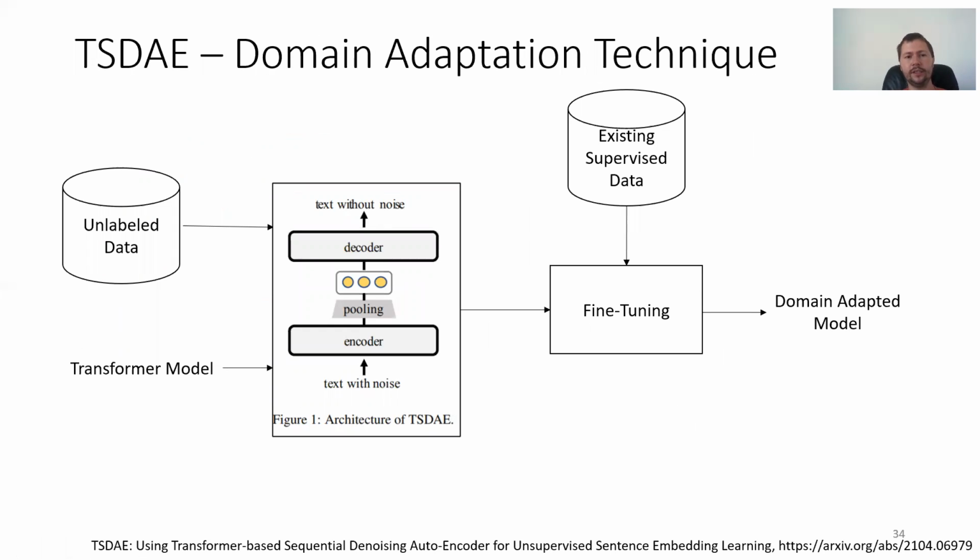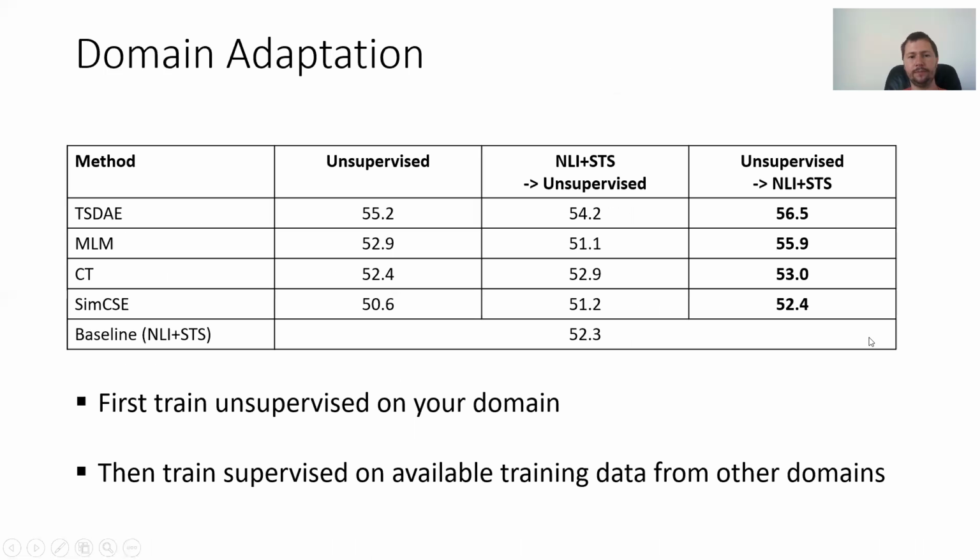You can also use TSDAE for domain adaptation. So you have some unlabeled data, for example, a lot of scientific publications, and then you do the denoising autoencoder on your unlabeled data, and then you do some fine-tuning on existent supervised data, which is from a different domain, and this gives you a domain-adapted model.